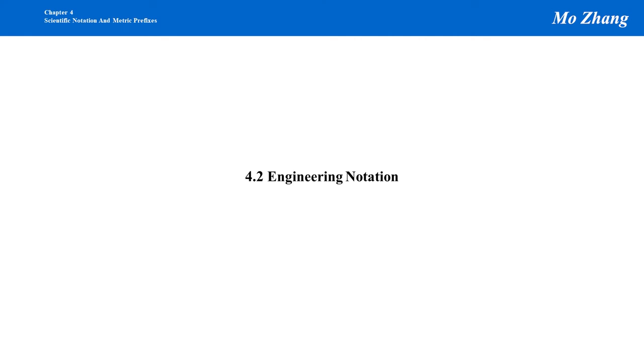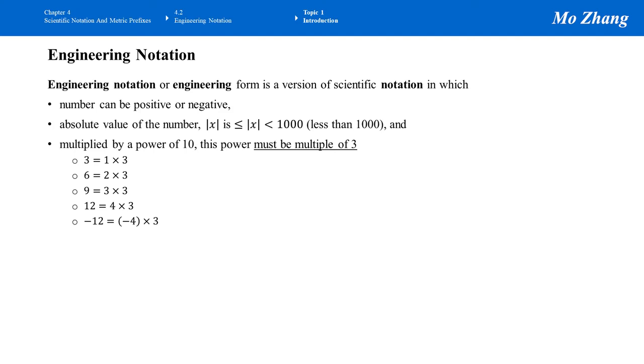4.2 is about engineering notation. To express numbers in engineering notation, the way is very similar to expressing a number in scientific notation. It just has different rules. There are 3 rules for expressing a number in engineering notation.